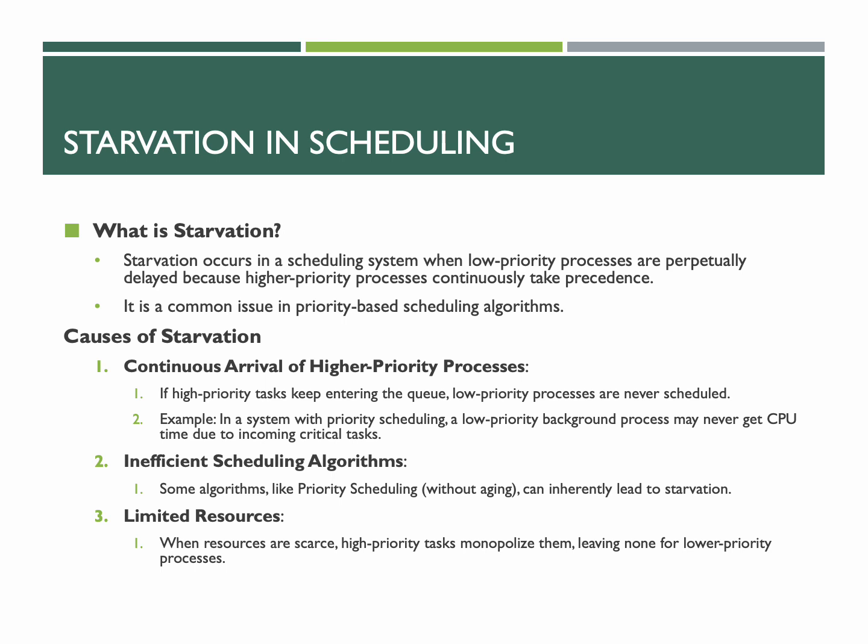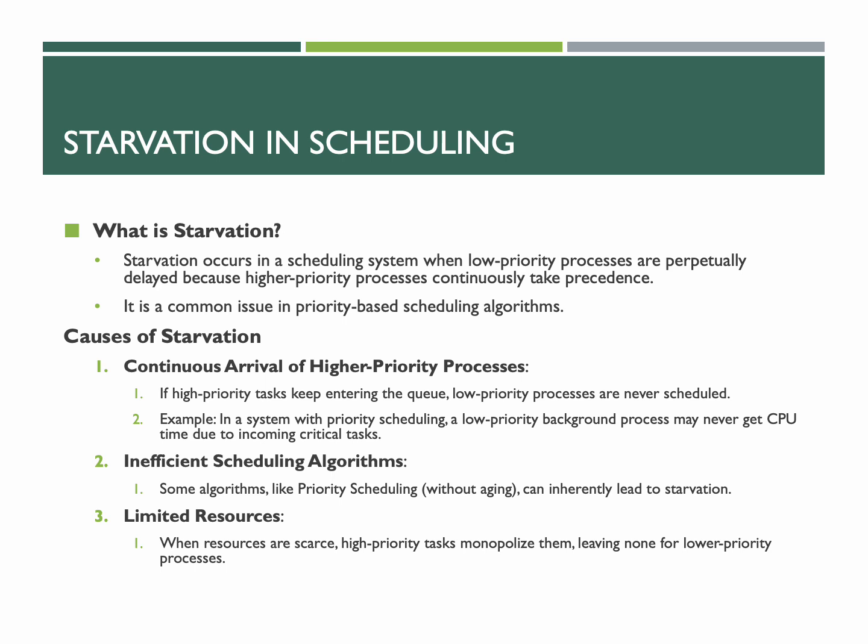So, what is the cause of starvation? So, first of all, continuous arrival of high priority processes is the first cause. Like if new high priority tasks keep entering the queue, low priority processes are never scheduled for execution. For example, in a priority based scheduling system, a background process with low priority might remain in the queue indefinitely because critical tasks keep arriving.